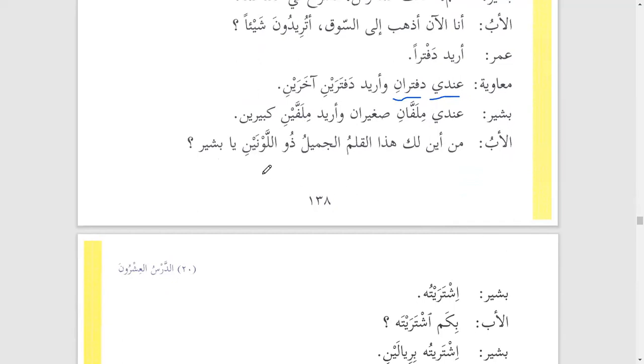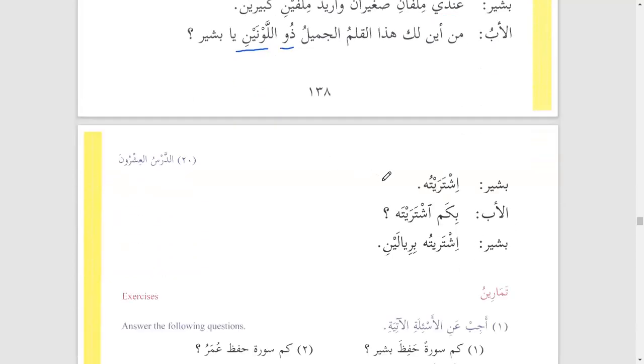Why is it ذو اللونين? 2 colors, sir. After dhu, we know that the noun has to be always majroor. So here lawnayn is mudaf ilayhi. So here it is majroor, whereas here it is mansoob. Milafayni kabiraini, it is mansoob, and here it is majroor.